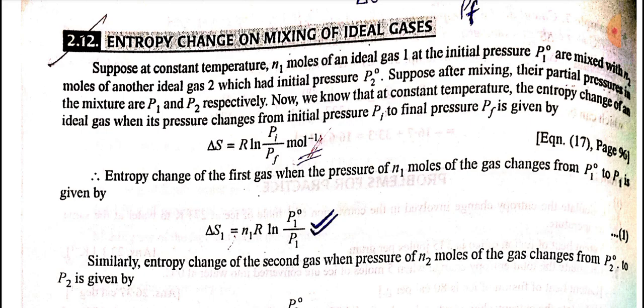Now we know that at constant temperature the entropy change of an ideal gas when its pressure changes from P initial to P final is given by delta S is equal to R ln P initial upon P final per mole. Entropy change of the first gas when the pressure of n1 moles of gas changes from P1 naught to P1 is called delta S1 is equal to n1 R ln P1 naught by P1. Similarly, entropy change of the second gas when pressure of n2 moles of gas changes from P2 naught to P2 is n2 R ln P2 naught upon P2.